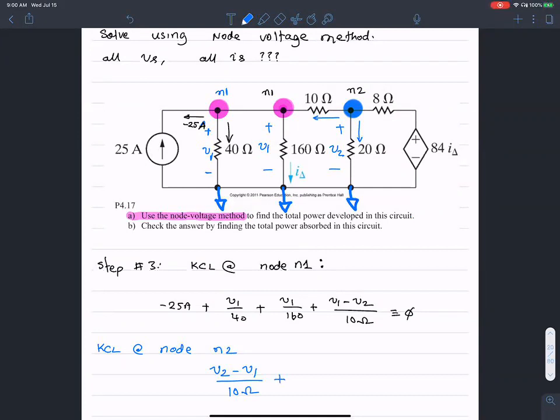Then the current going south would be V2 minus 0 over 20 ohms, correct? Plus, what did you do for this guy? The current going V2 minus the voltage, the dependent voltage. Correct, which is 84 times I delta over 8 ohms. Okay, so I have 3 unknowns: V1, V2, and I delta. And only 2 equations so far.